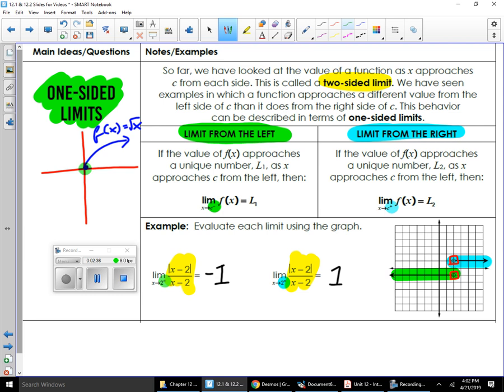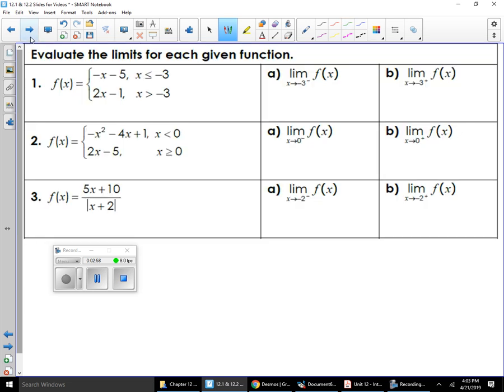This function didn't shoot off to infinity anywhere. We do get two answers here, a left answer and a right answer. They don't match, so there's no two-sided limit, but you can still find one-sided limits, and one-sided limits can still be useful. Some of our functions, like I mentioned earlier, only have one-sided limits. They don't even get the two-sided one. So we'll take a look at a few more examples.